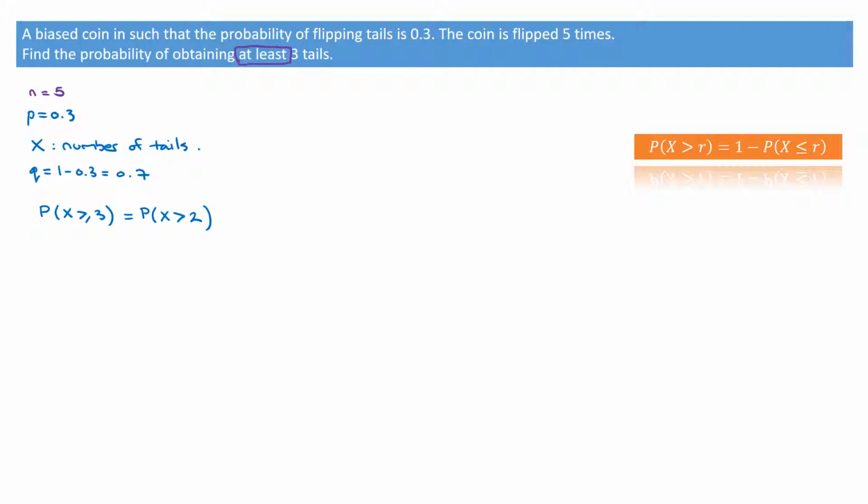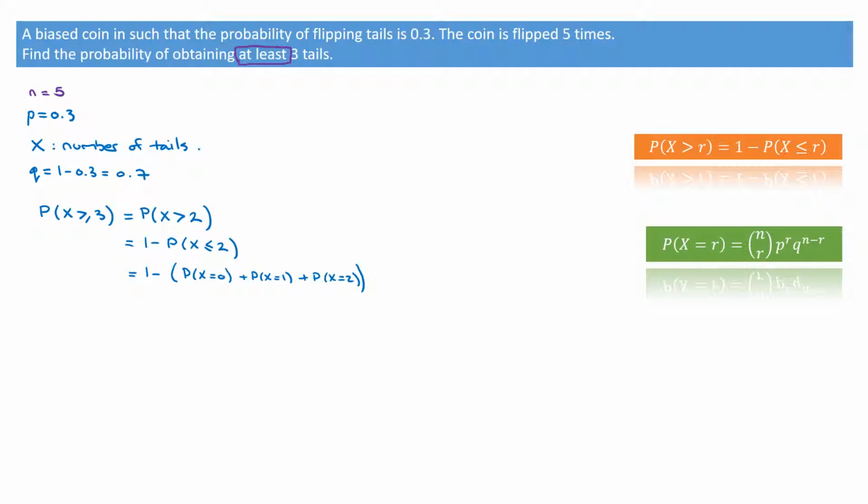So let's go ahead and write that. That leads us to 1 minus the probability of X being less than or equal to 2. And now we know from our cumulative distribution formula that this is equal to 1 minus the probability of X being equal to 0, plus the probability of X being equal to 1, plus the probability of X being equal to 2. For each of these probabilities, we need to use our classic binomial distribution formula, which I've just shown here in green.